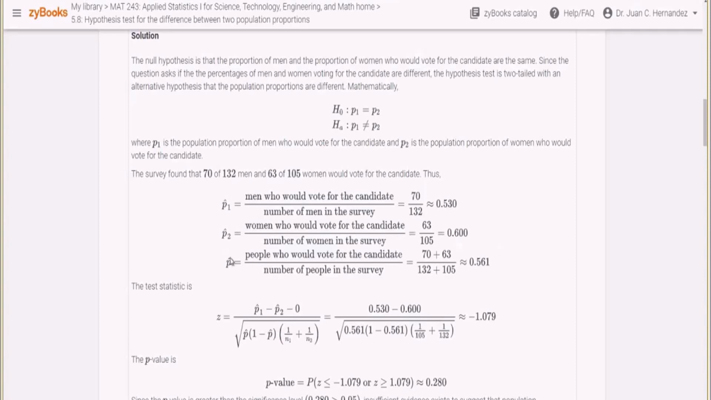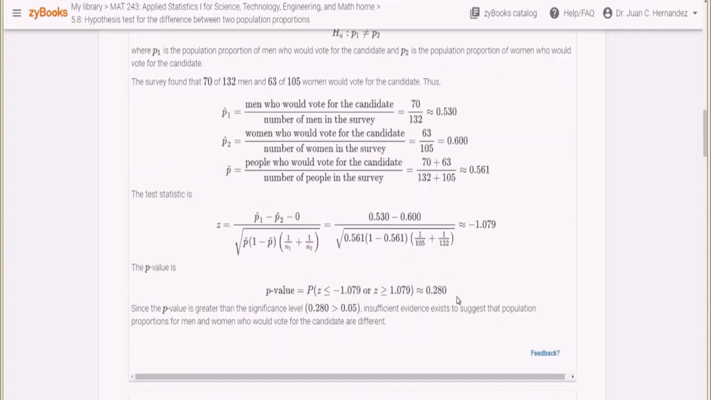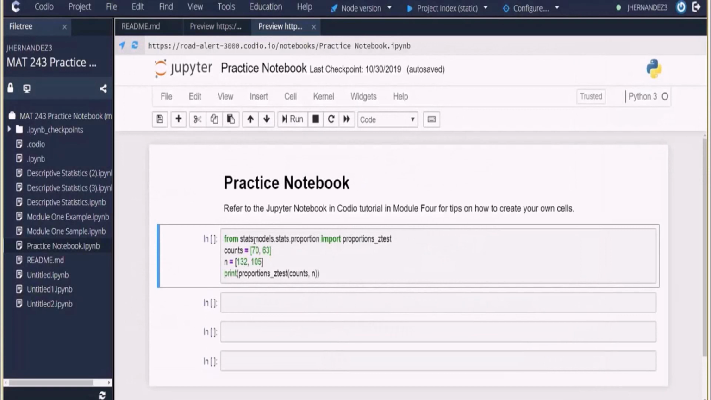Then we calculate the overall proportion, which is the people who would vote for the candidate, men and women, over the total number of people in the survey. So we get that proportion. And then the test statistic is calculated just like I showed you earlier. We get negative 1.079. And because the alternative hypothesis is set as not equal, we can calculate our p-value and get to the conclusion. Let's now do the same example in Python.